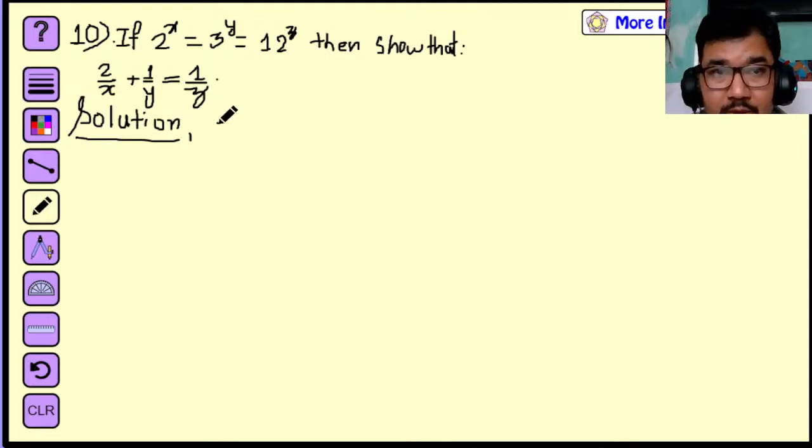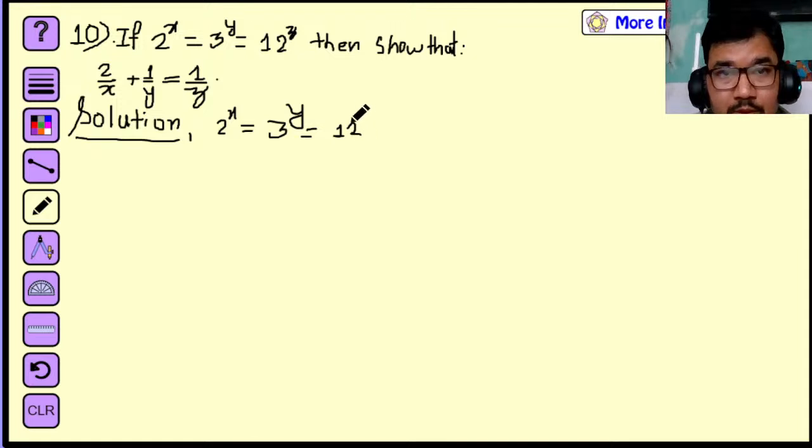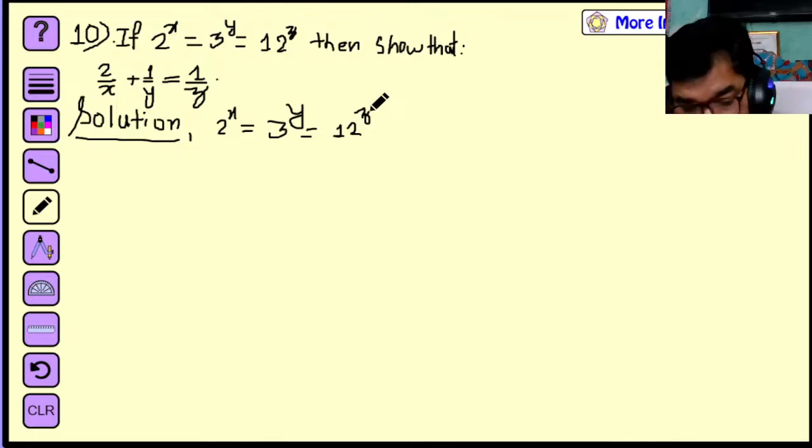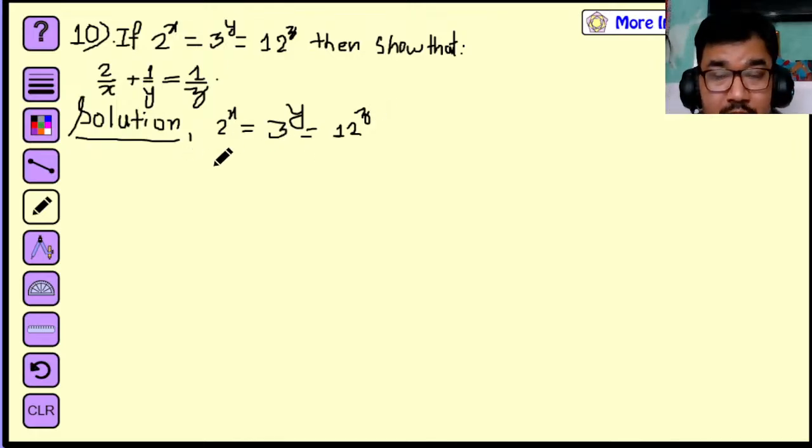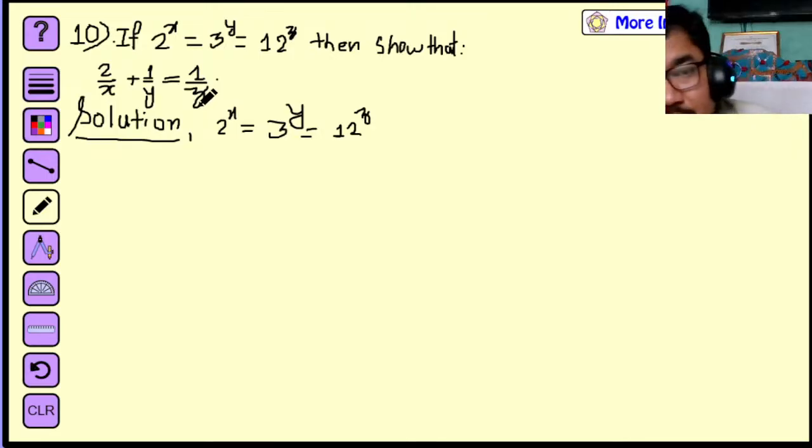First of all, write the given values here: 2 to the power x equals 3 to the power y equals 12 to the power z. Okay, this is given. And in this question, what you have to prove, look here: 2 by x plus 1 by y equals 1 by z.